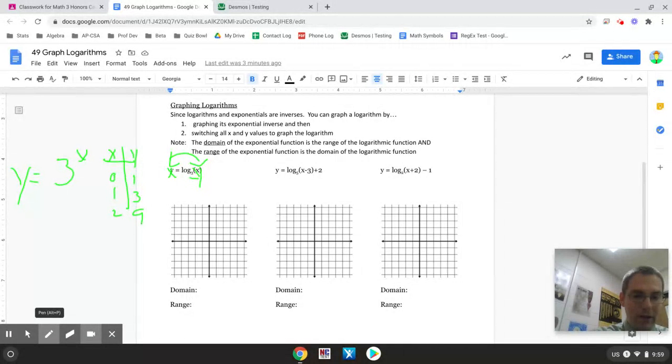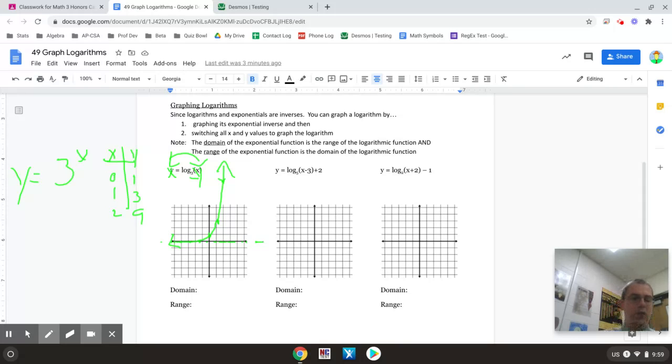So basically I have 0, 1, and then 1, 3, and then 2, 9 would be way up there somewhere. And remember, the shape of an exponential function is something like this with an asymptote. If there is no translation, the asymptote is at y equals 0. So I'll go ahead and sketch my asymptote there. And that's what the exponential looks like.